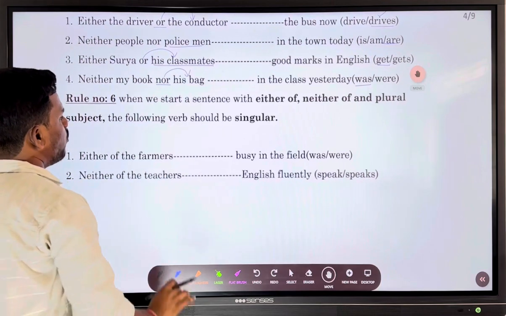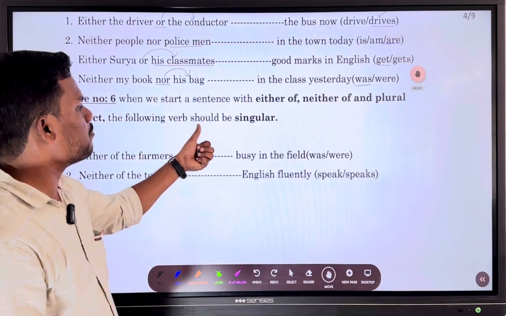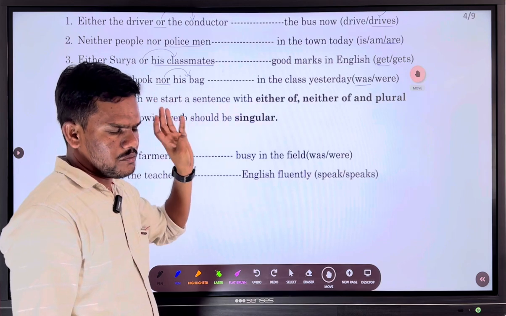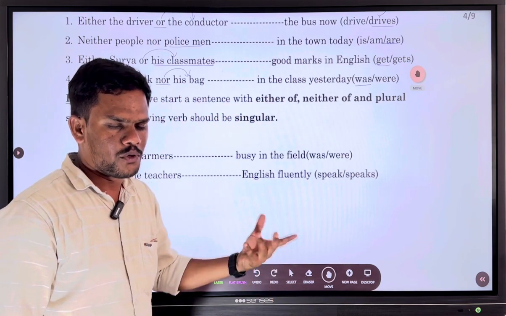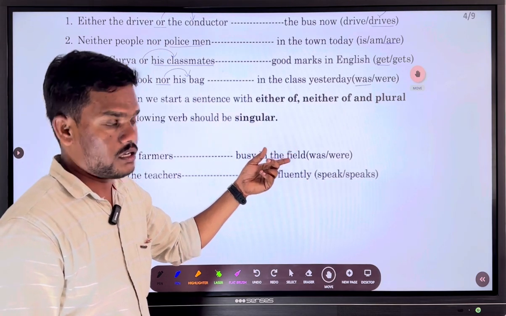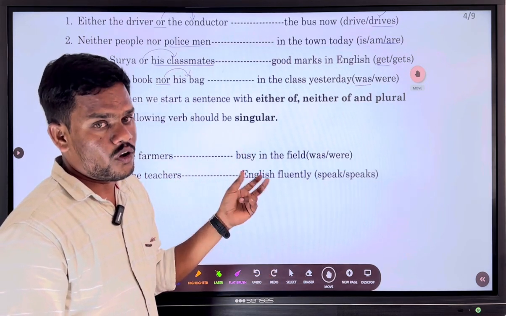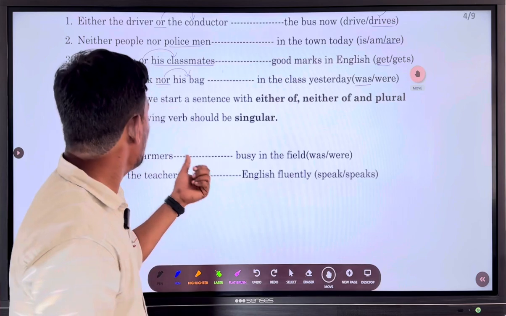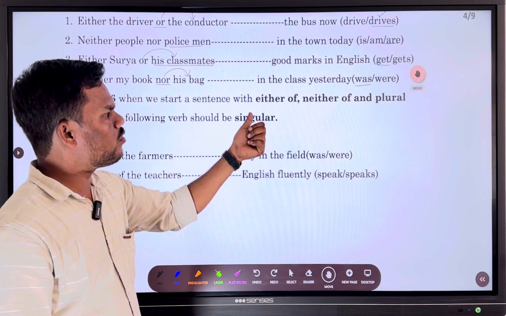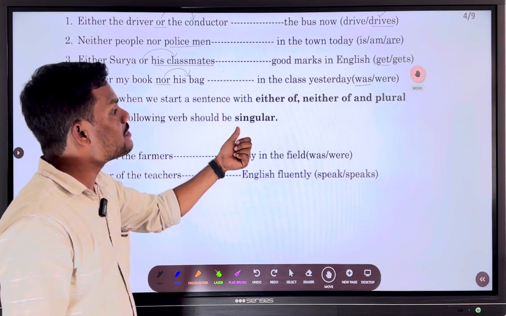And the sixth one, when we start a sentence with either of, neither of, and a plural subject, the following verb should be singular. And what does the first rule say? The first rule says if the subject is singular, the verb is singular; if plural, the verb is plural. And when two different subjects are connected with and, the following verb also should be plural. When two different subjects are connected with or, either or, neither nor, the following verb agrees with the second subject. But when it comes to rule number 6, when we start a sentence with either of, neither of, and a plural subject, the following verb should be singular.